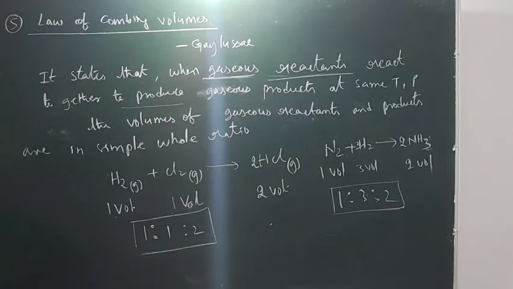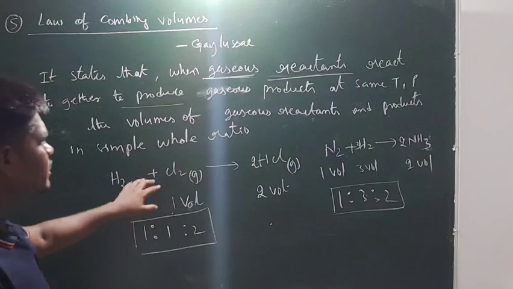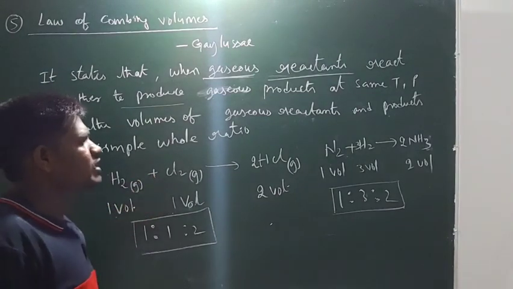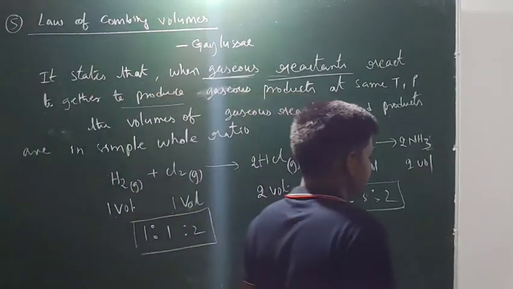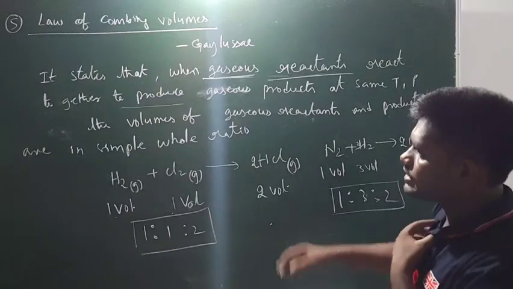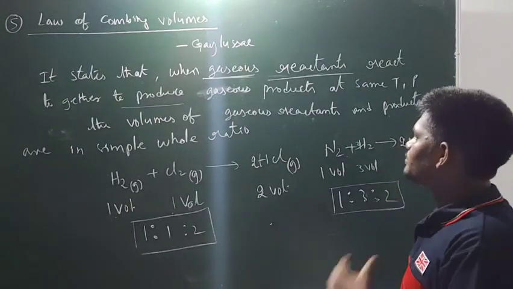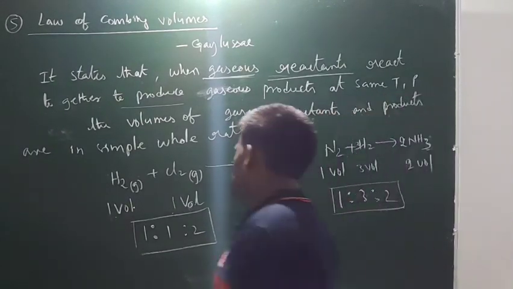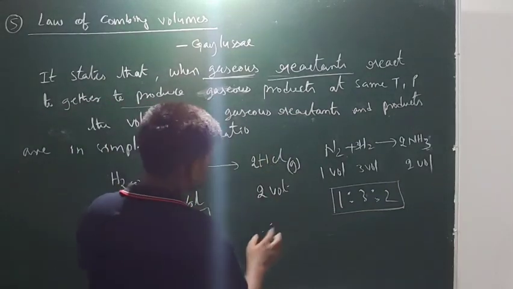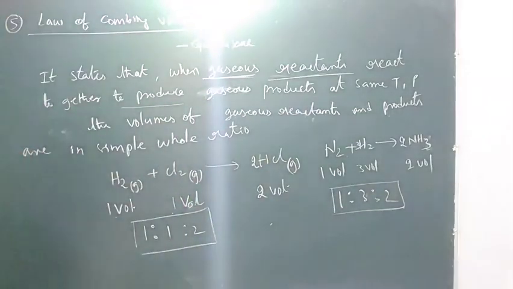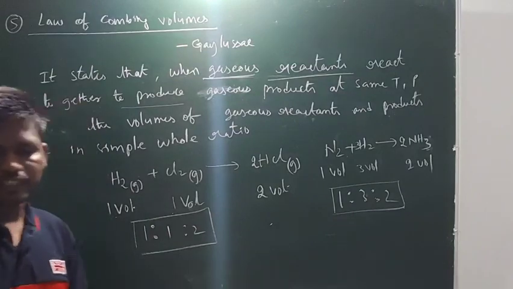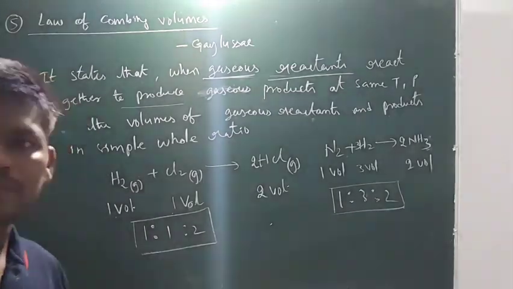Right, guys? This law states that when gaseous reactants react together, you get gaseous products. The reaction takes place at the same temperature and same pressure. Then the volumes of the reactants and products are present in a simple ratio. These are two examples for that. So this is about the laws of chemical combination.